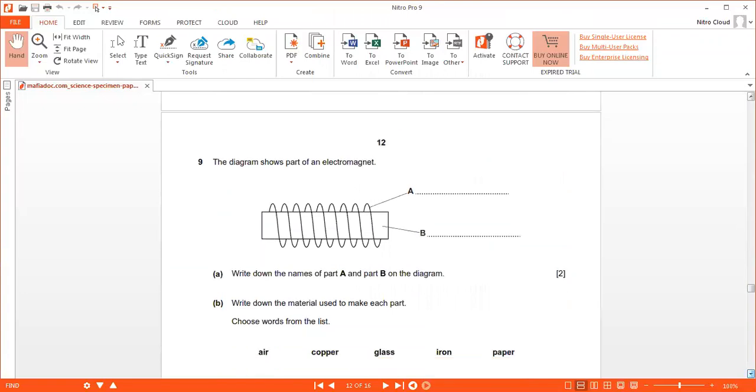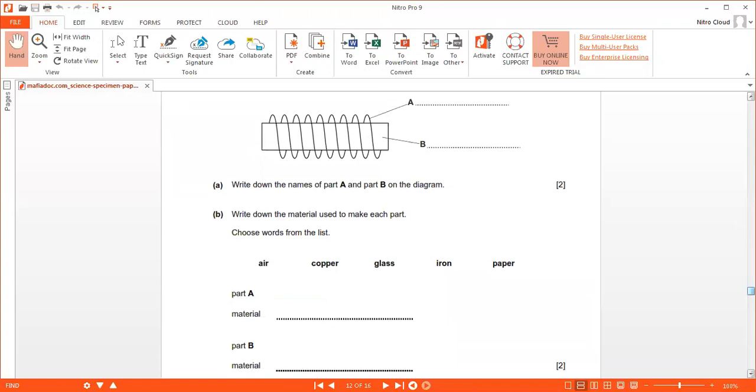Number 9. The diagram shows part of an electromagnet. Write down the names of part A and part B. A is the coil or wire, and B is the core, the magnet core. So A is coil or wire, B is the core.